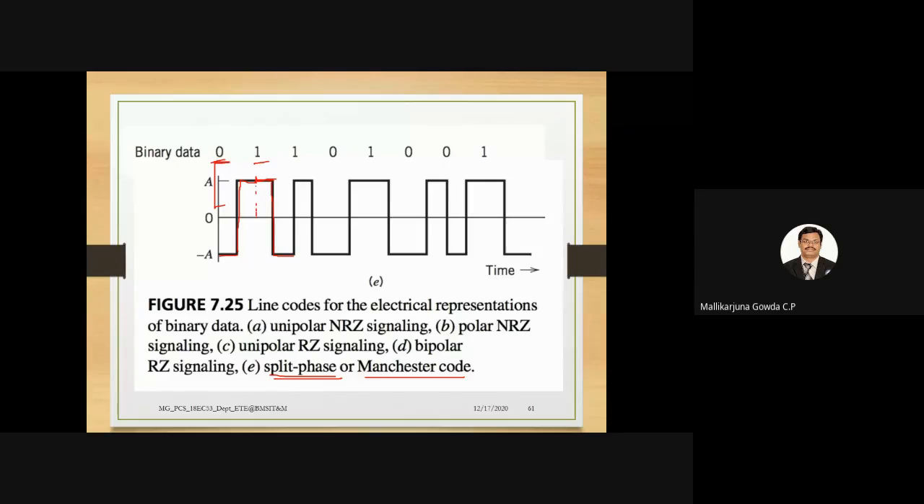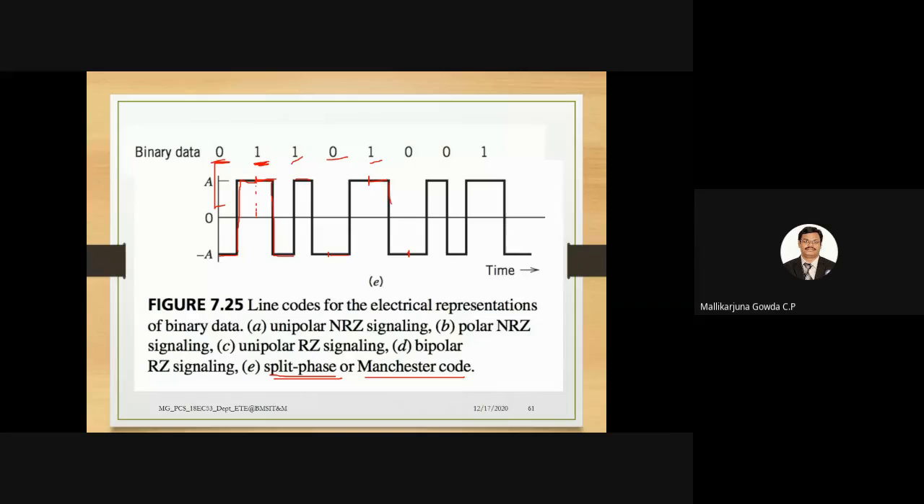See, binary data 0 will be represented by a negative pulse for half the bit duration and a positive pulse for the other half. Binary data 1 will be represented by a positive pulse for half the bit duration and a negative pulse for the other half. Similarly for the next one, it will be high for half the bit duration, then low for the other half. The next bit is 0, so it will be low for half the bit duration, then high for the other half. Fine. The next bit is 1, so it will be high for half the bit duration, again low for the other half.